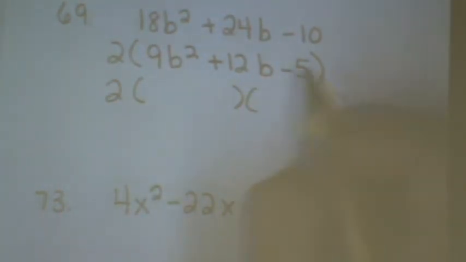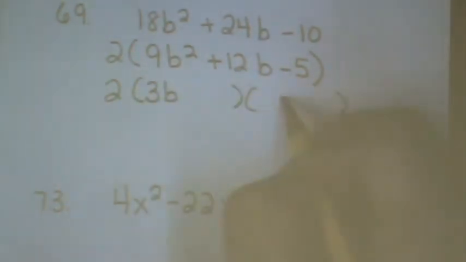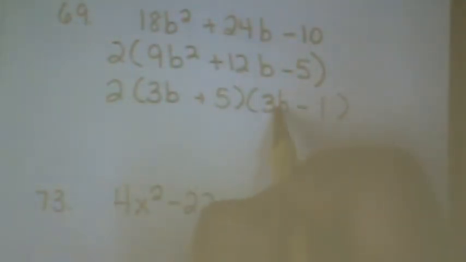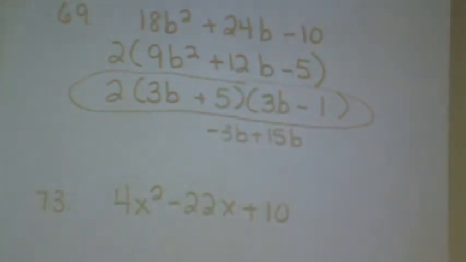So let's try 3b here and 3b here. And what times what is 5? So we're going to have a 5 and a 1. One has to be positive and one has to be negative. Let's see if this works right here. 3b times 3b is 9b squared. 3b times, it's negative 3b, and then plus 15b, and that gives you your 12b. So this actually worked right off.